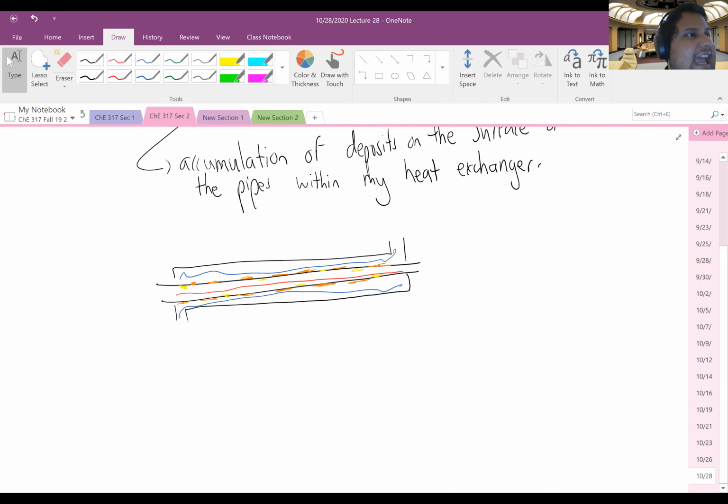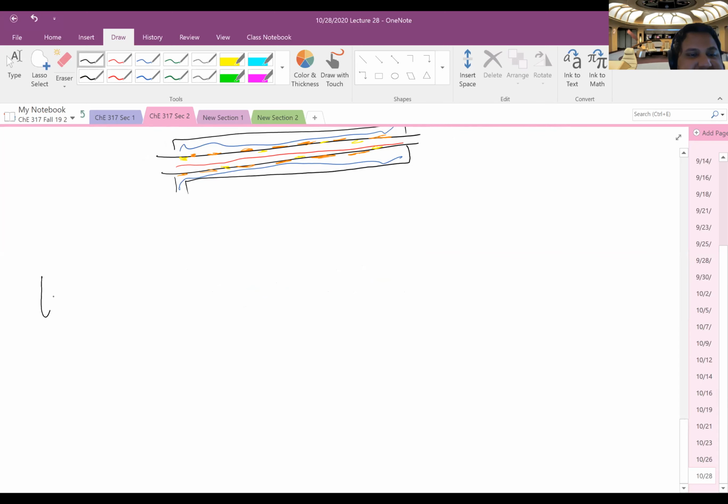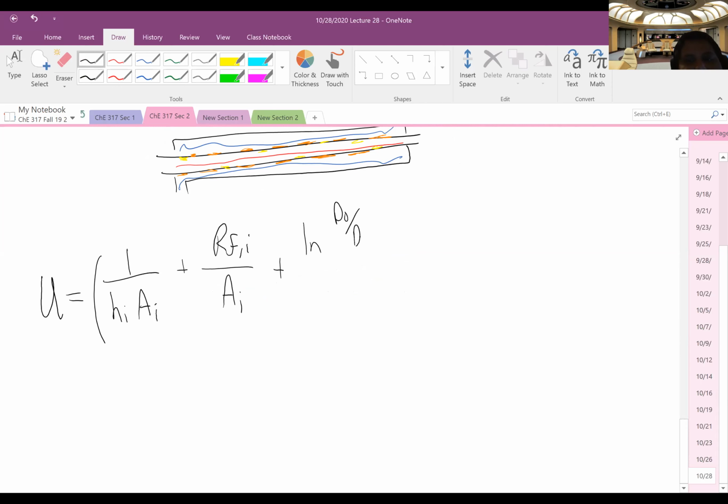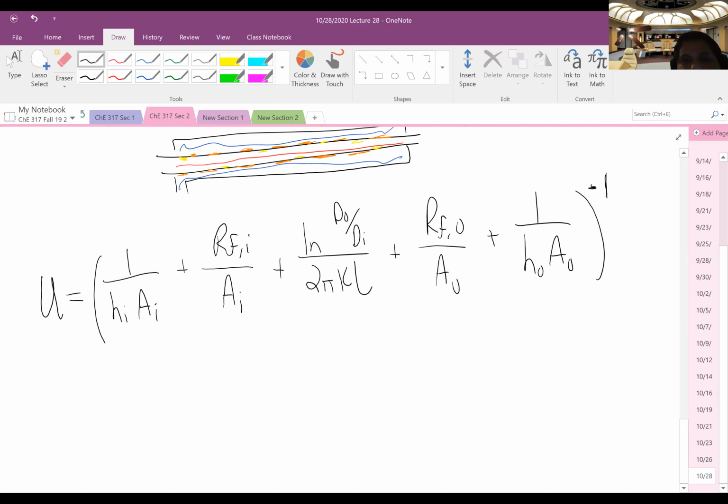And so when I'm looking at determining the overall heat transfer coefficient for an exchanger in operation, the U, I can write this full expression that says U is equal to 1 over h_i A_i plus R_f,i over A_i plus ln of d_o over d_i over 2 pi k L plus R_f,o over A_o plus 1 over h_o A_o, all to the negative 1.